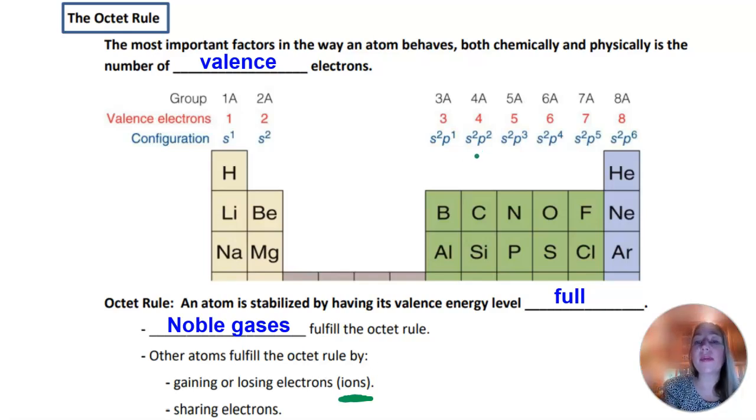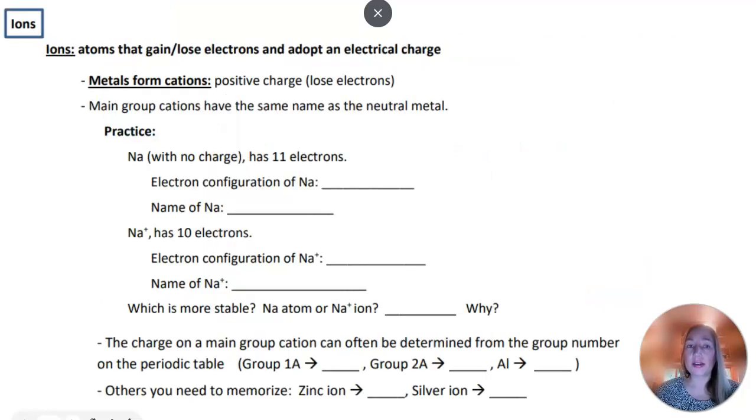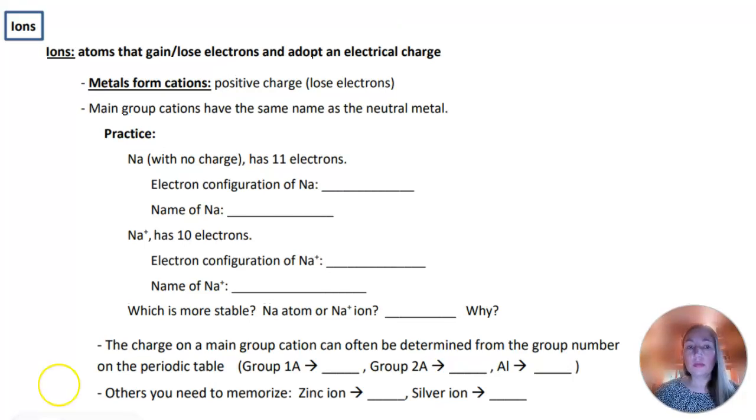That typically happens here in the middle at 4 valence electrons. There's a lot of sharing of electrons to get filled outer shells there. So gain or loss of electrons to form ions, or sharing of electrons. Okay, next let's talk about ions. Ions are atoms that have gained or lost electrons to be charged, right? So they gain or lose electrons and adopt an electrical charge.